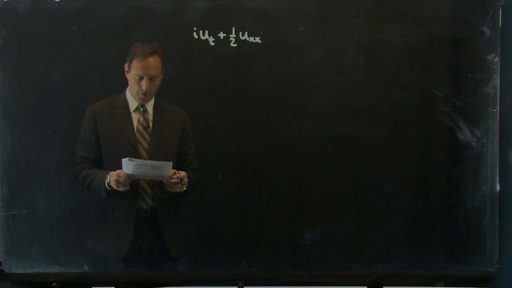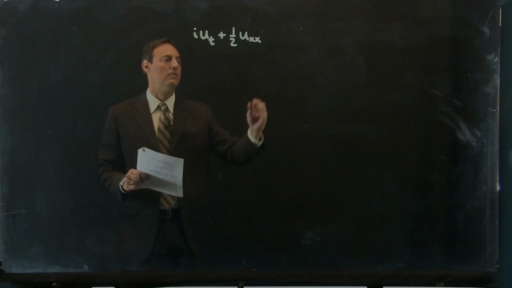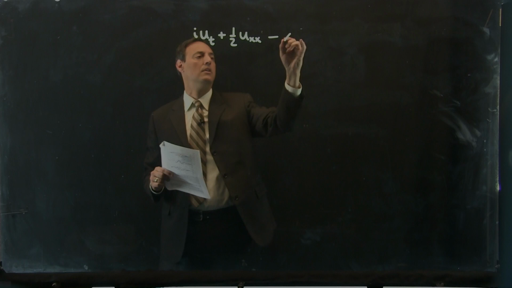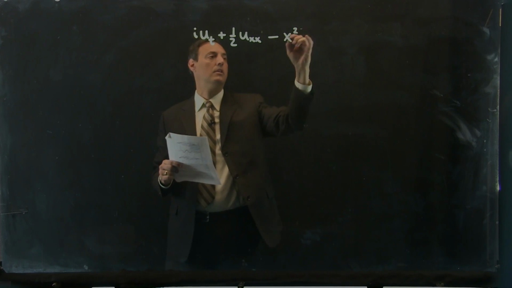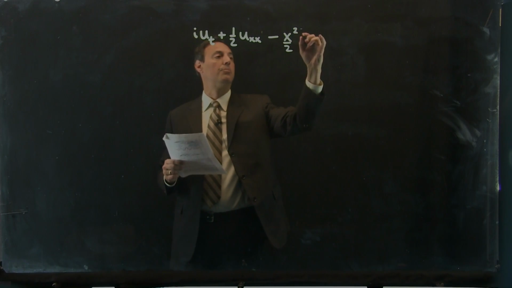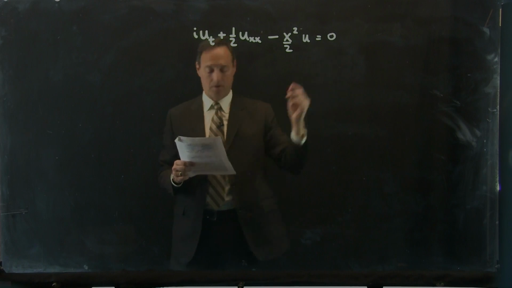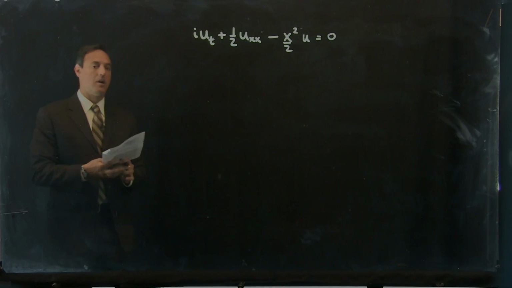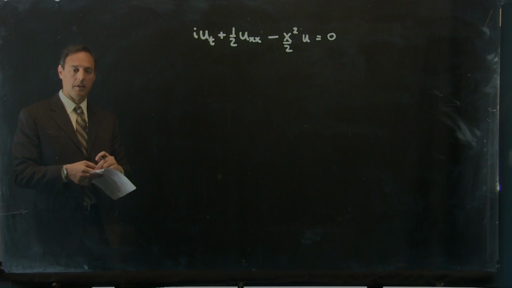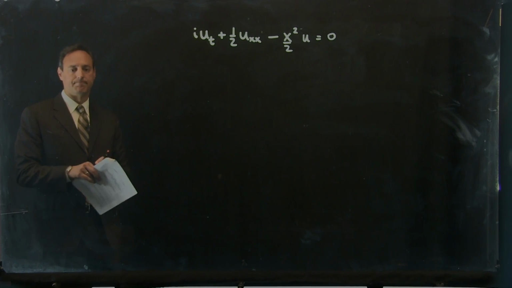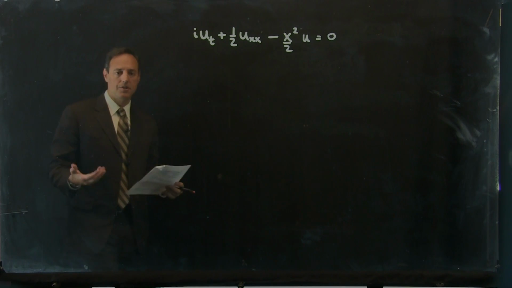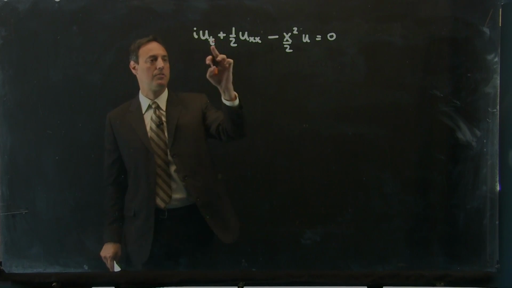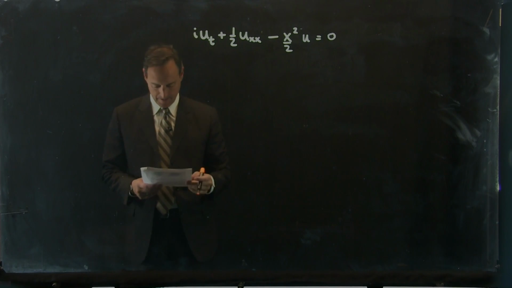And typically what you throw on here is some kind of potential. And for us, we're going to throw on this potential. And that is what's called the harmonic oscillator. It has a basically quadratic potential. Okay? So that's our governing partial differential equation, a function of time and space.